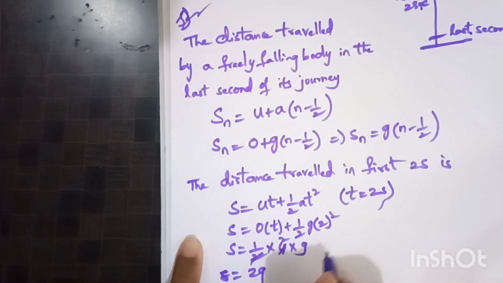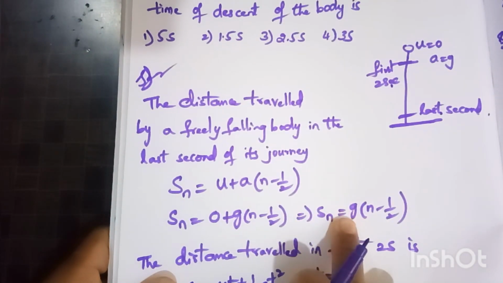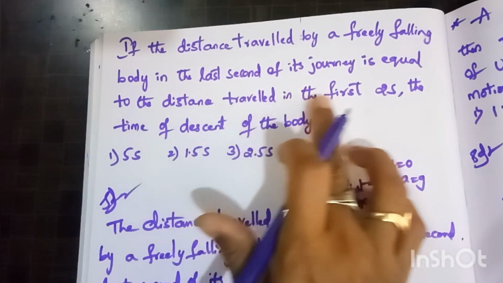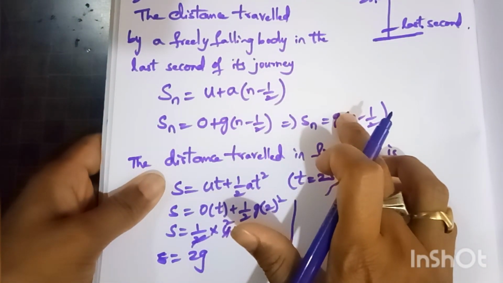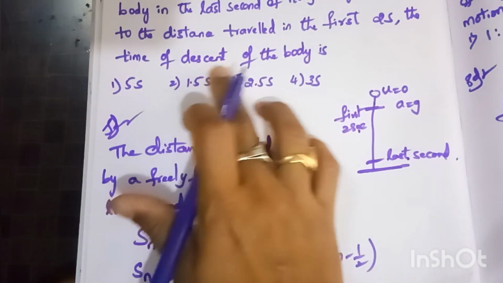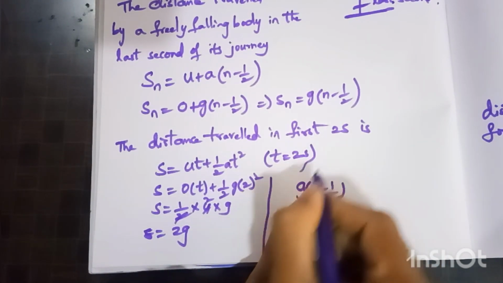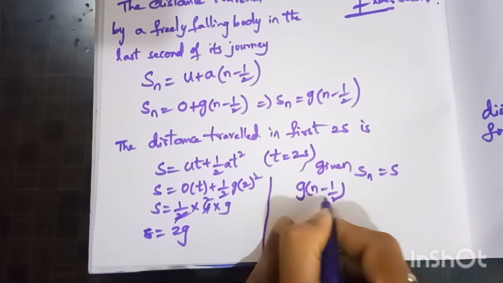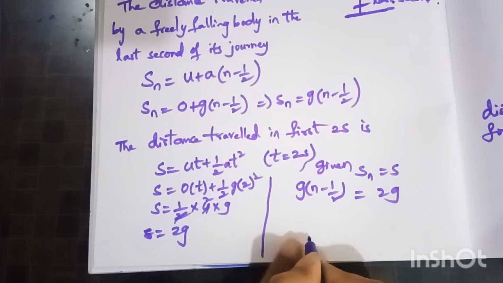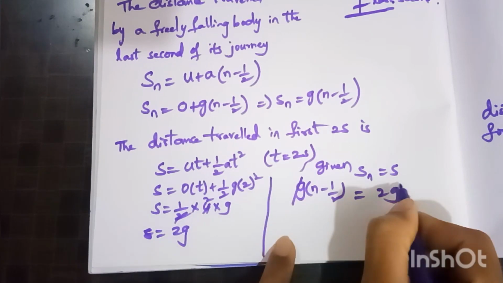So what did they say here? They said the distance traveled by the freely falling body in the last second of the journey is equal to the distance traveled in the first 2 seconds. These two are equal. By equating them, we are going to find the time of descent of the body. So Sn equals s: g into n minus 1 by 2 equals 2g. So g and g will be cancelled here.